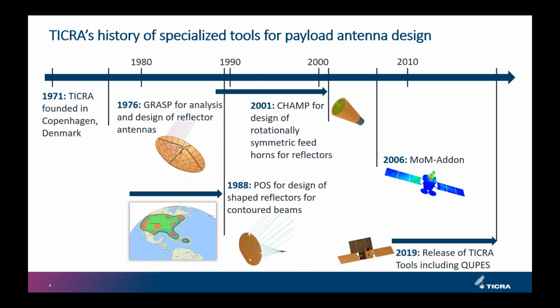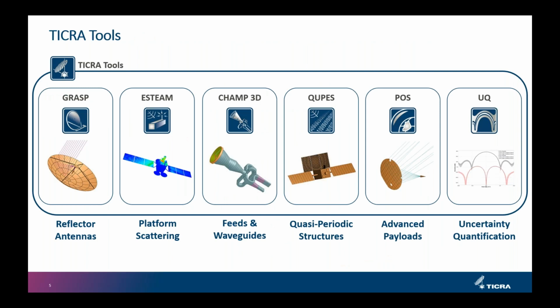Around the same time, in the mid-2000s, we started looking at the reflector arrays and transmit arrays. And in 2019, we released a product called QUPES specifically for this purpose. And this was also the first year where we released our new software framework called TICRA Tools. So TICRA Tools is a common framework for all of our software products for antenna design. It consists of these 6 products.